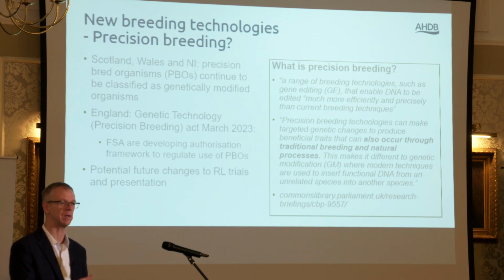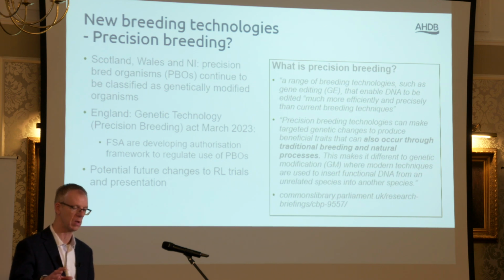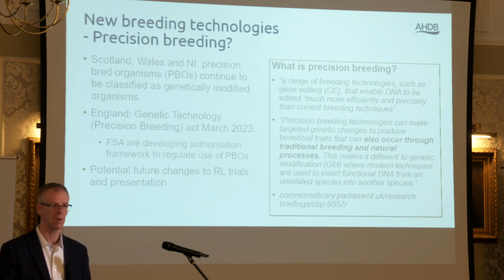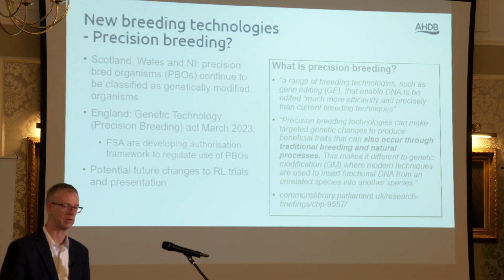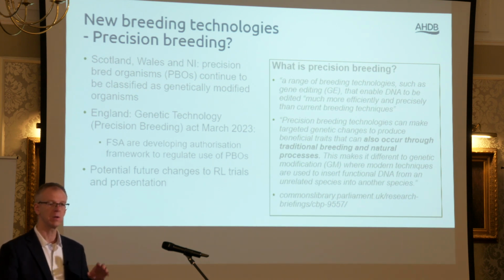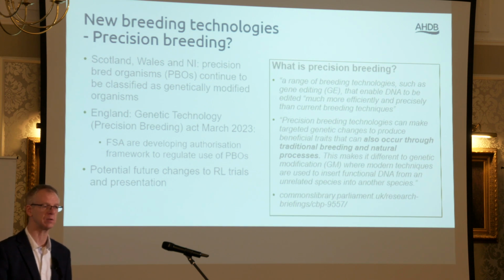As I said, Scotland has said it's not following England. It's going to stick with the EU situation, which is all GMOs are the same. But while England is going through its process, the EU is also conducting a consultation along very similar lines to what England is proposing. So the EU and England could look very similar. Where that leaves Scotland, who knows? It's very much in flux at the moment.